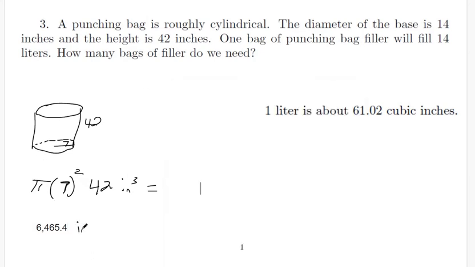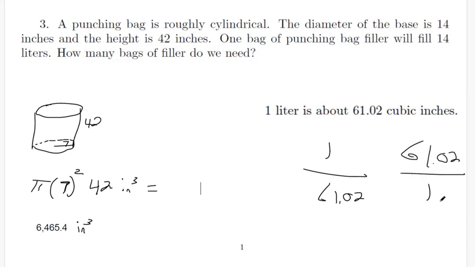This is cubed inches. Okay, and so we need to convert that to liters. That way we can compare the punching bag filler, which gives us 14 liters, and how much we need over here with cubed inches. So here's a conversion factor. 1 liter is 61.02 cubic inches. So I could say 1 liter is 61.02 cubic inches, or I could say 61.02 cubic inches is 1 liter.